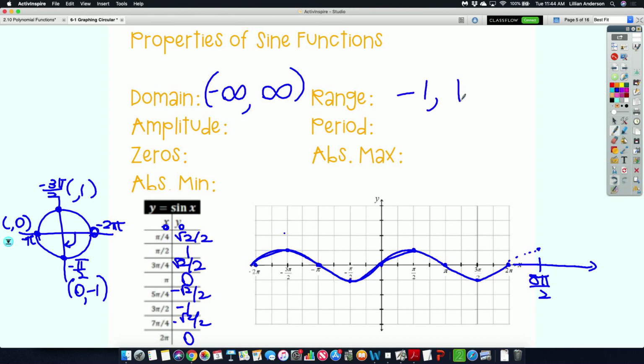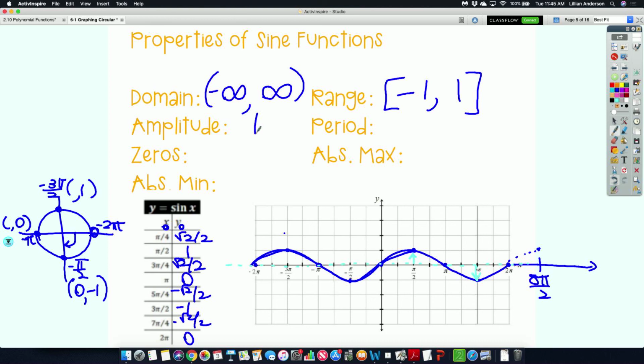Are they included? Very good. Now, amplitude. That's a new word. The amplitude is basically the height of the curve from a central line. Okay? If I wanted to draw a line that basically cut this graph smack dab in the middle, it would be the x-axis. And the amplitude is basically the height of the curve from that line to the highest point or from that line to its lowest point. How many units is that? 1. That's the amplitude of the sine function.